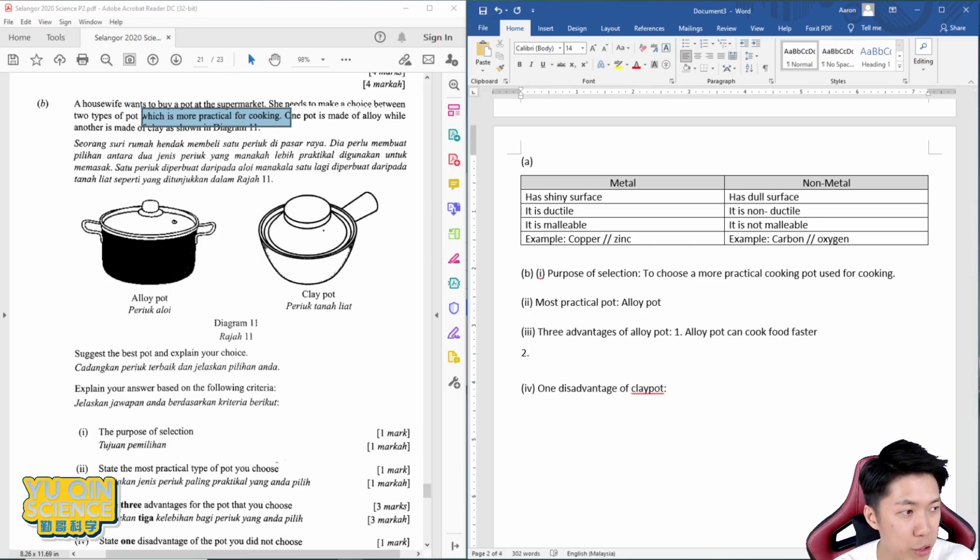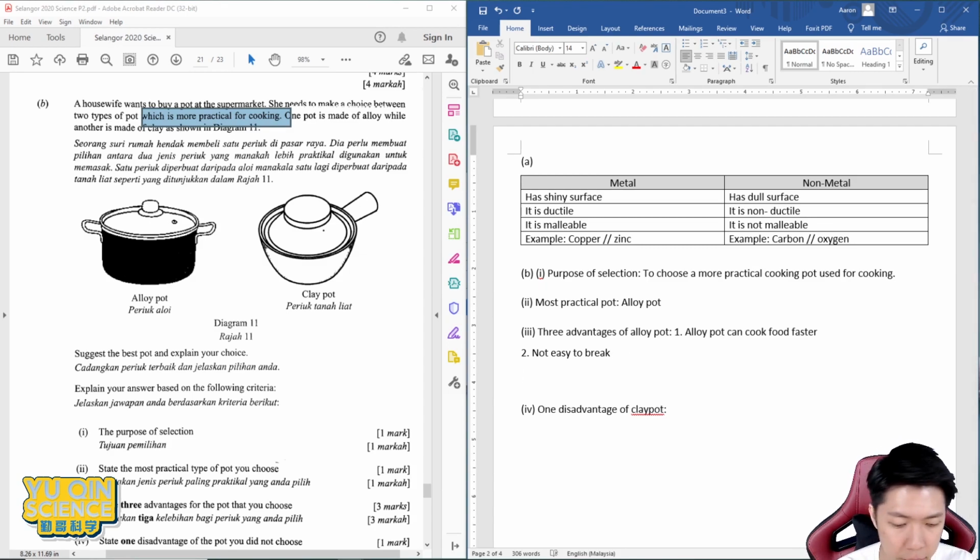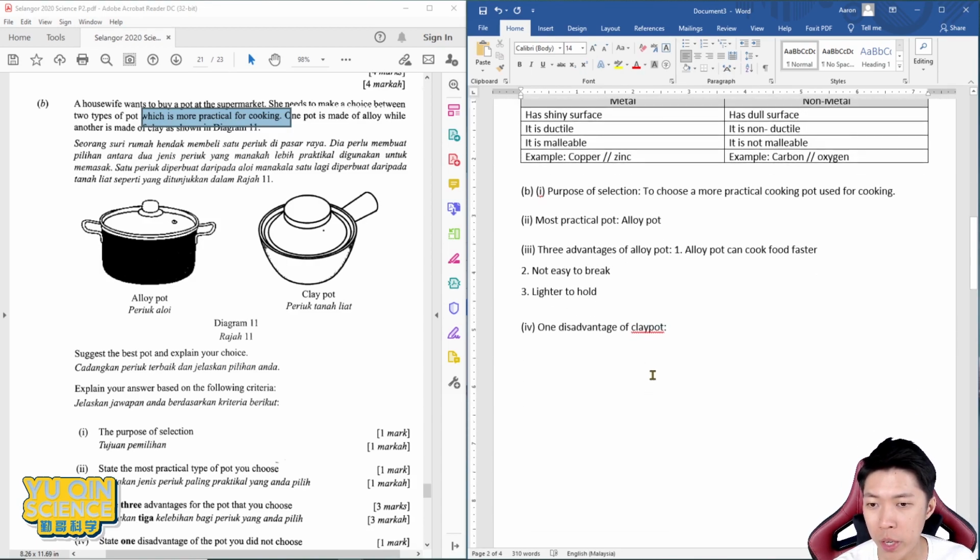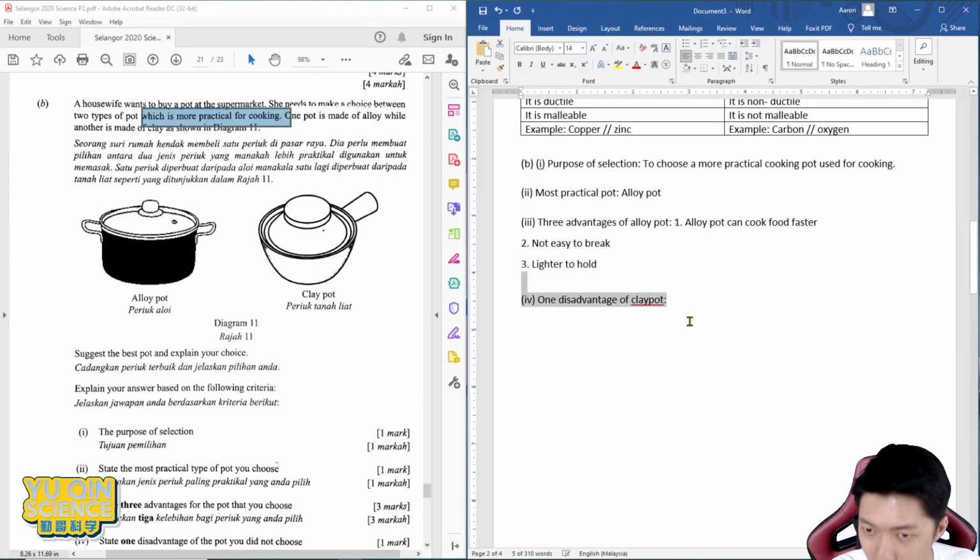Okay, we need three answers. Number 2, if you drop it, the clay one, it's very difficult, very dangerous, so the alloy is not easy to break. Number 3, we choose the alloy pot because it is lighter to hold than the clay pot. If you order clay pot chicken rice, it is very heavy. Lighter to hold. There you go. Three answers, straightforward.